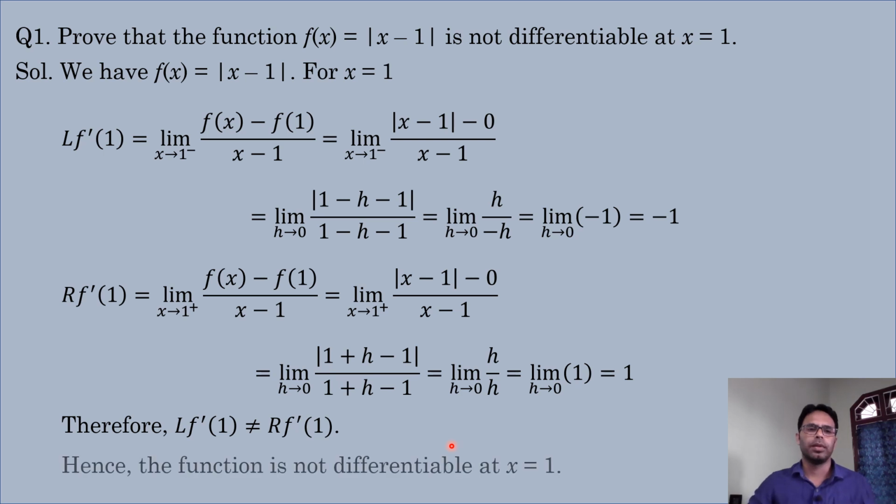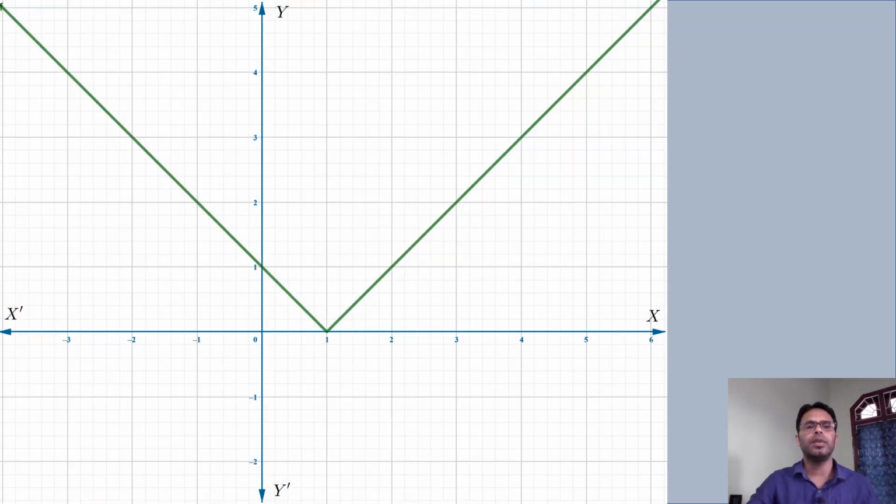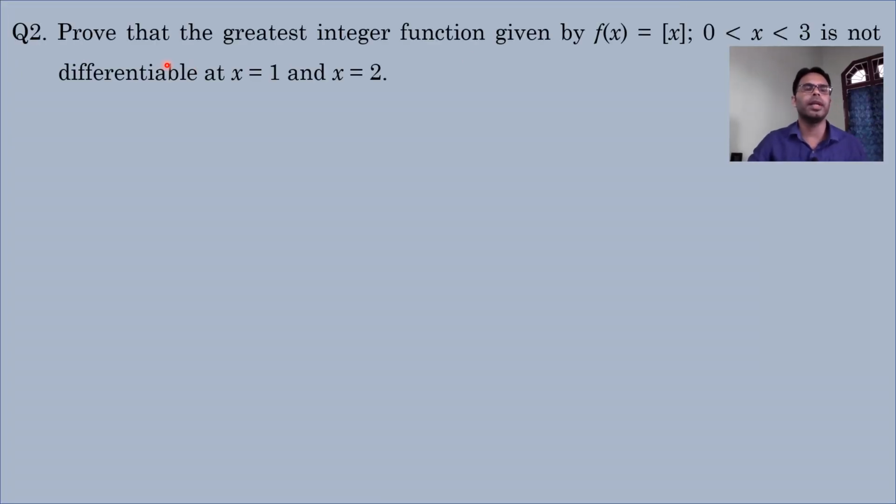So hence the function is not differentiable at x is equal to 1, and this completes the solution of the problem. And this is your graph. This time the point is x is equal to 1, so at the point 1 we have a sharp turn. So this is your function f(x) is equal to x minus mod of x minus 1. So this is our next problem.